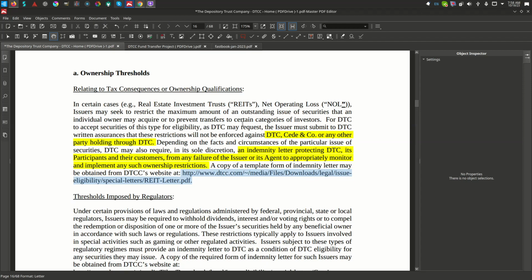If they are alluding to an indemnity bond protecting the DTC and its participants and their customers from failure, what one could do, because you can't find the letter anymore, is copy this information. Copy. Point and click. Boom, like that. So you would do that, right?